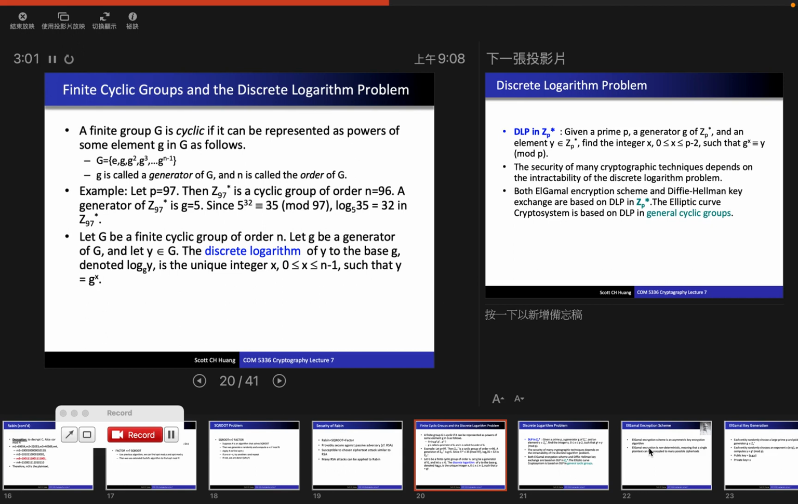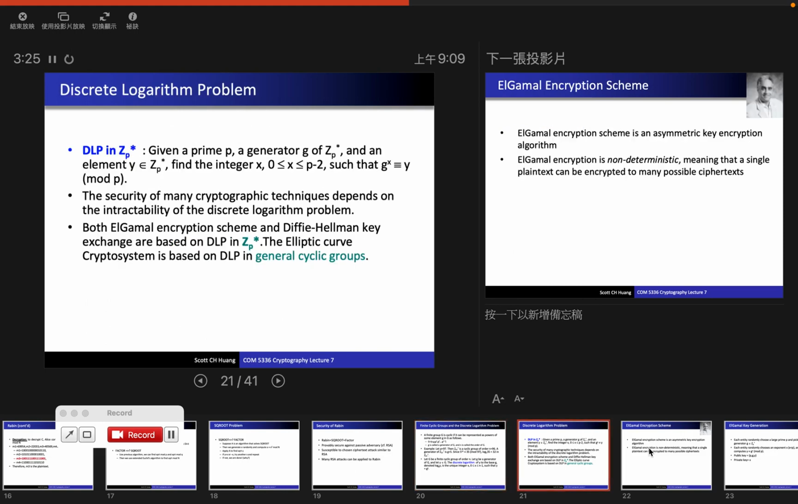But this here is a group element. So it can work in a purely abstract way, as long as you can represent your group like this. Okay, your x can be anything. You just take the index. Okay? That is why it's called the discrete log. So this is our first version, the discrete log in ZP star.